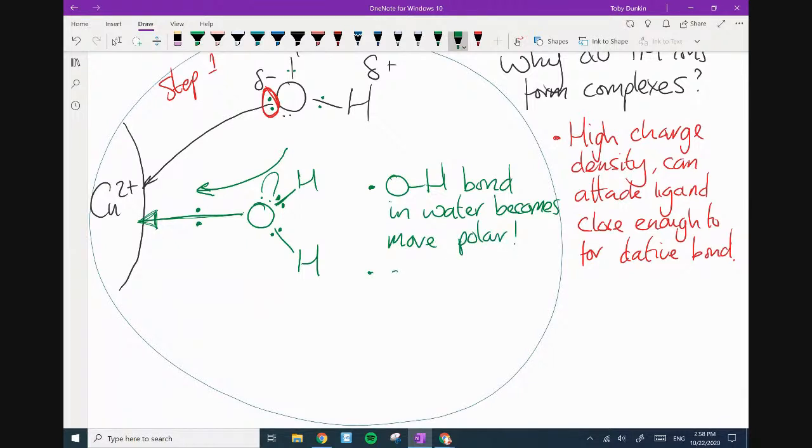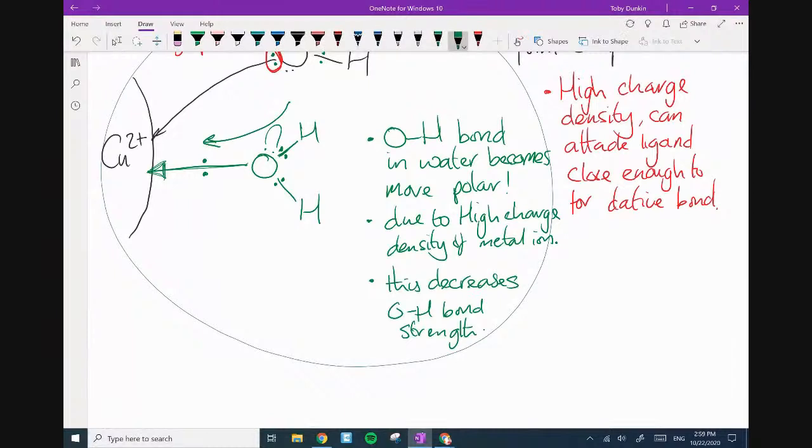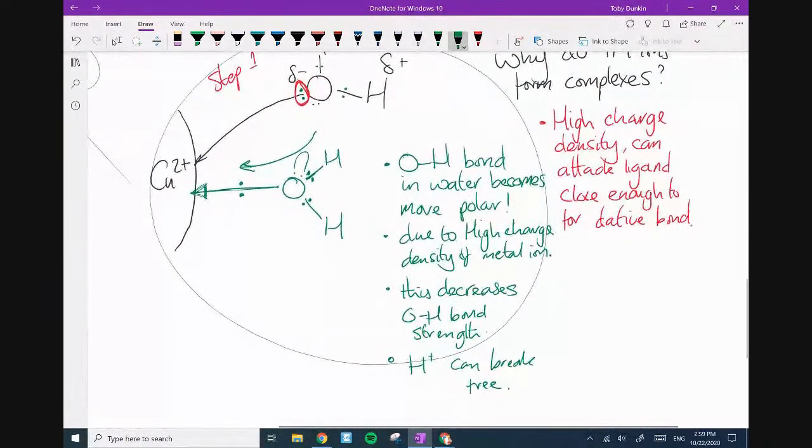Now, why would it do that? Due to high charge density. Everything comes down to charge density: the high charge density of the metal ion. What effect is this going to have on the bond strength? This decreases the OH bond strength. More can break off. H+ can break free. And this is where the acidity comes from.